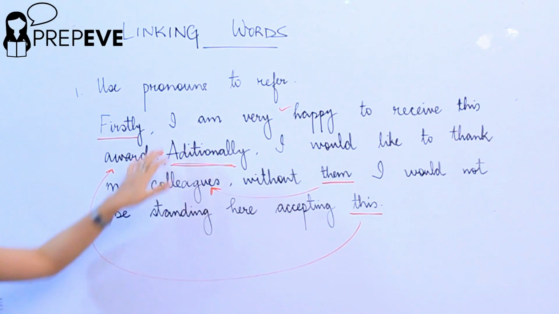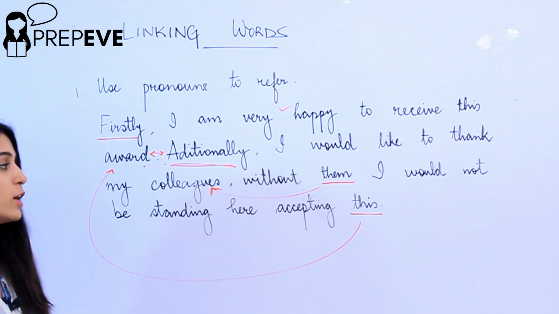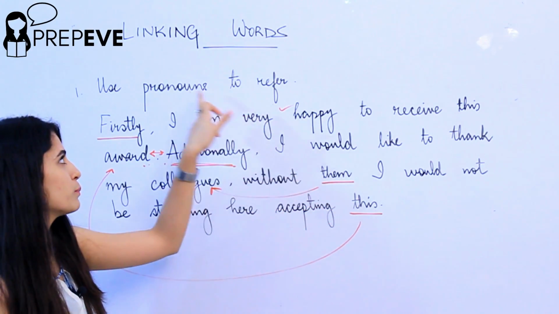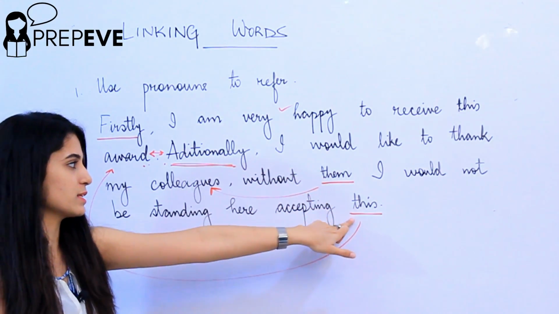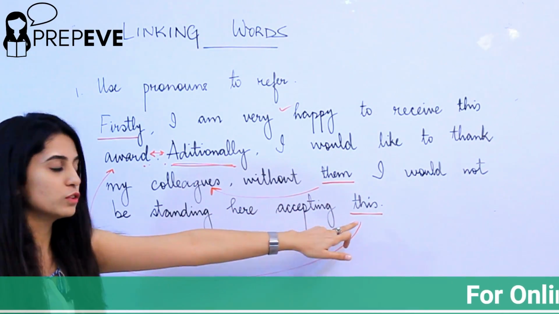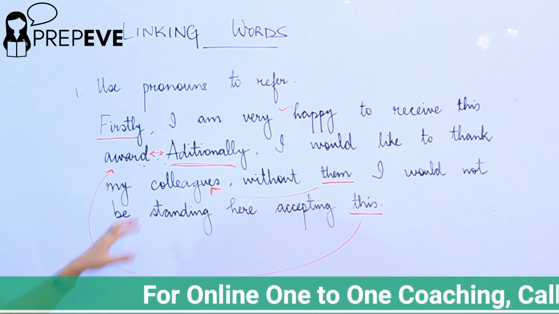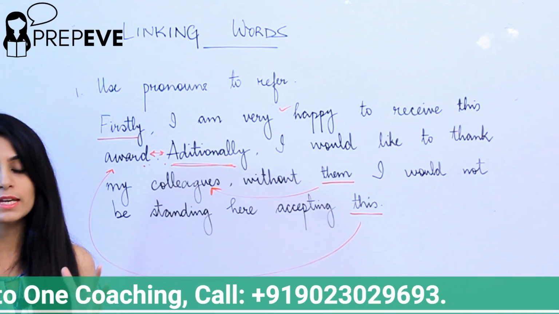So whenever you have to refer to something that you have already said or written in your essay or in your letters, you can refer to them using pronouns, which could be in this example them and this. Them refers to your colleagues and this refers to your award. So this is how pronouns help in linking your sentences.